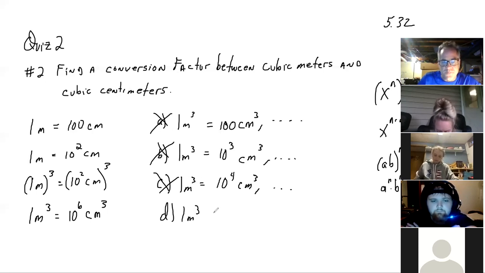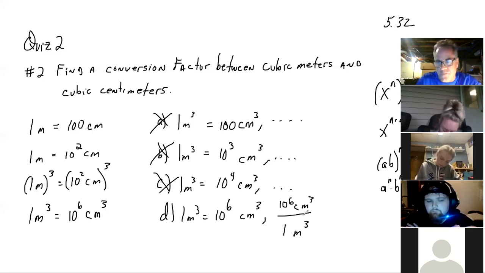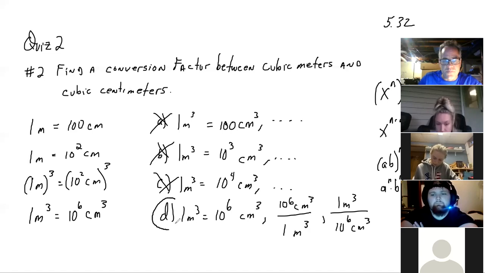On D, they have 1 meter cubed equals 10 to the 6th centimeters cubed. Now, since you were able to eliminate the first 3, it's got to be this one. But I'm going to go on and look at what else they wrote. They wrote this: 10 to the 6th centimeters cubed over 1 meter cubed. And this is where we're using it like conversion factors, where this is just a factor of 1. Since these are equivalent, this over itself is just 1. And then the other one is just this flipped, which is still a factor of 1. And so this is your choice.